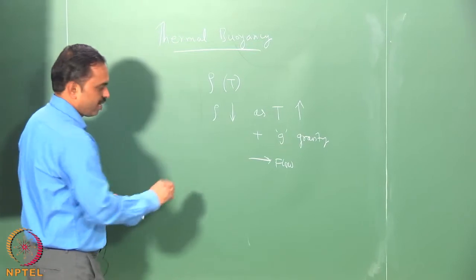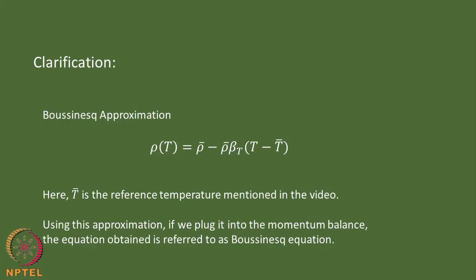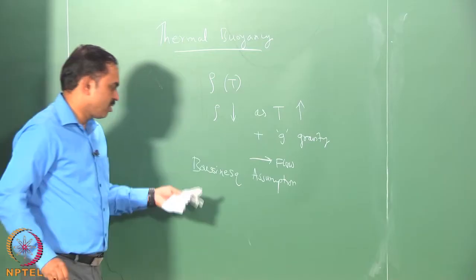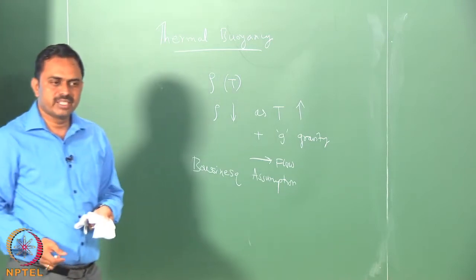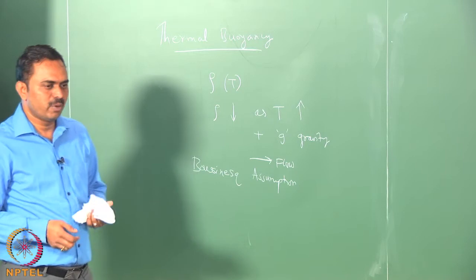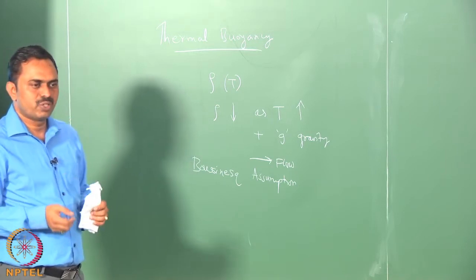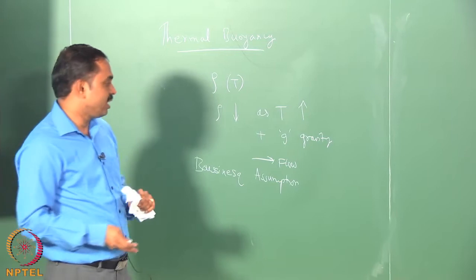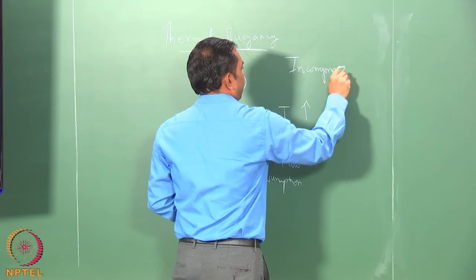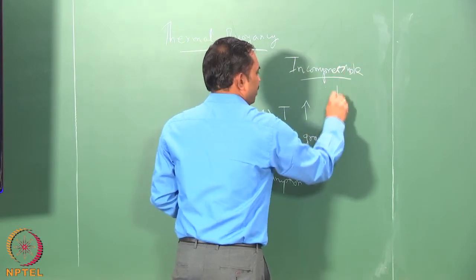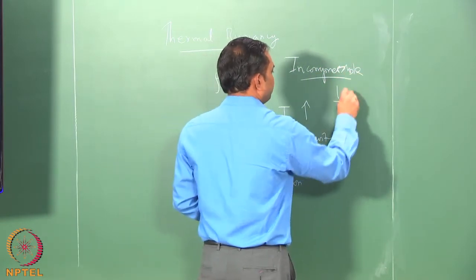You basically have an assumption that is made, and I will just write the name for you here. The assumption is called the Boussinesq assumption. The reason why we need to make some assumption to combine the thermal buoyancy with the fluid flow equation that we wrote is because of an apparent clash between two assumptions. The first assumption we made is incompressible.